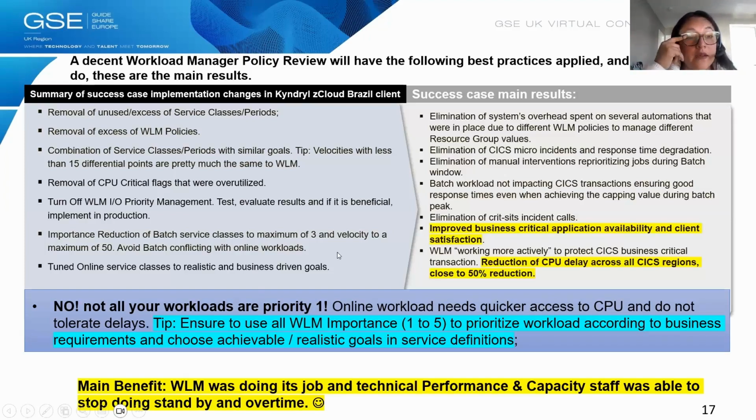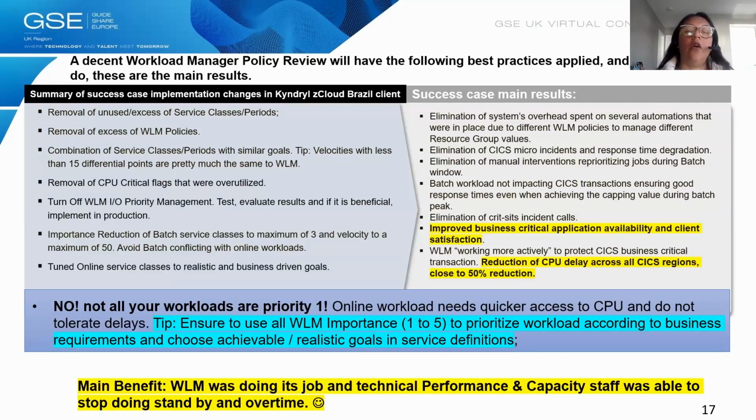Another good one is, maybe you see some environments or some WLM policies where you have many batch service classes and some of them with very high importance. That's not good. Try to dedicate importance 1, 2 to online workload. So not all your workloads are priority 1. I understand your batch is important. It produces a report to the CEO, etc.